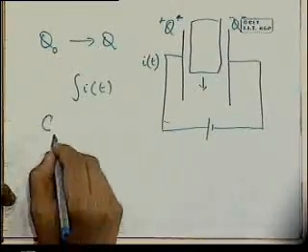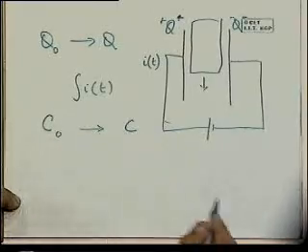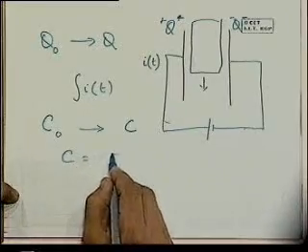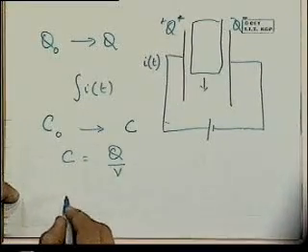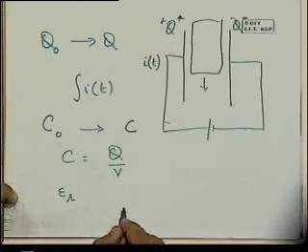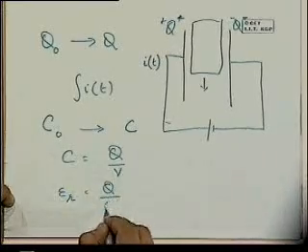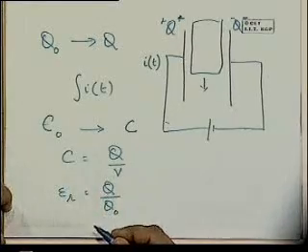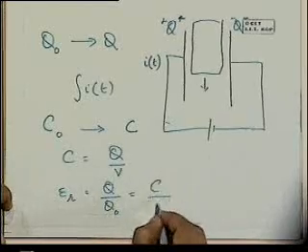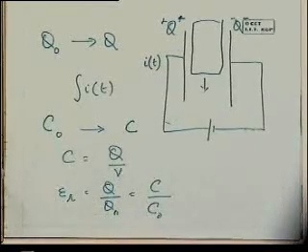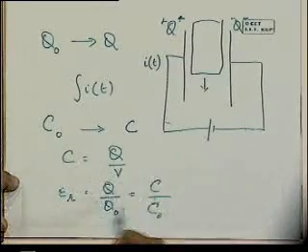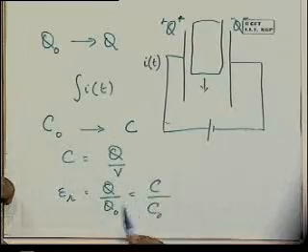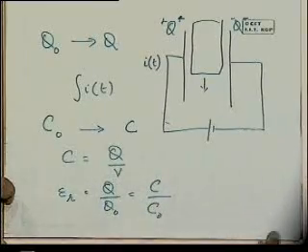The capacitance then has changed from C naught to C. We had C naught earlier defined by Q naught by V, and now we have C, which is equal to Q by V. We can now define the term epsilon R is equal to Q by Q naught, the ratio of the increase of charge, or also as C by C naught, V remaining the same. This is the basic definition of relative permittivity. When we introduce it into the system, by how much has the charge changed. Okay?